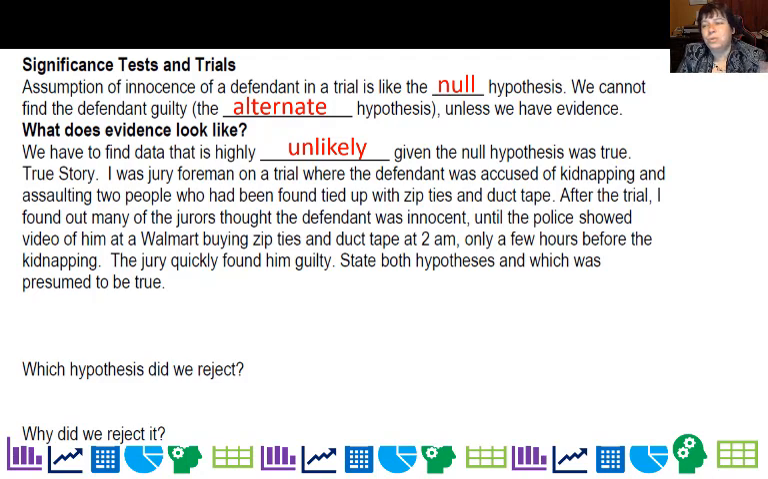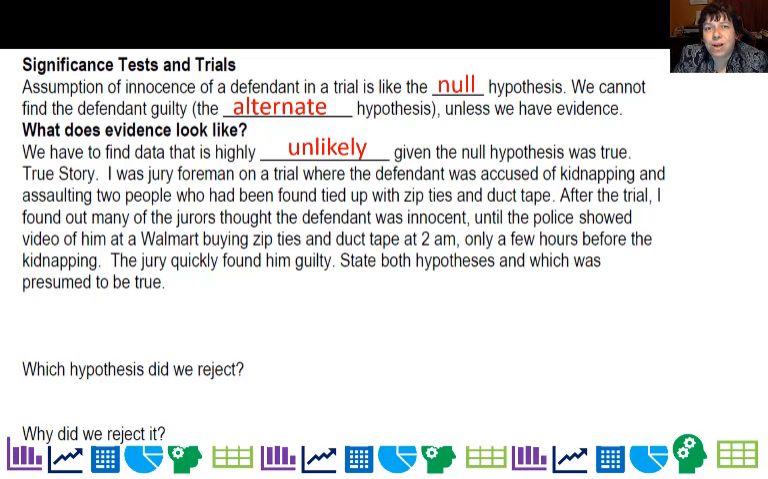So, I'm going to tell you a true story. I was jury foreman on a trial, and the defendant was accused of kidnapping and assaulting two people who had been found tied up with zip ties and duct tape. After the trial, you don't talk to each other about, oh, are you voting guilty or not guilty? You're supposed to not talk at all.